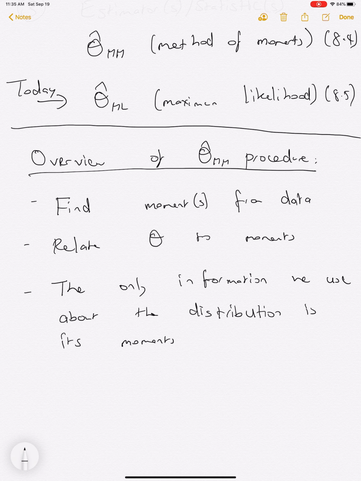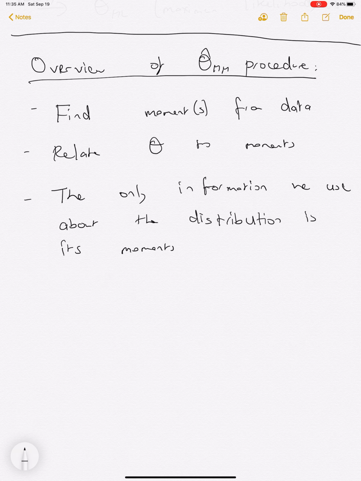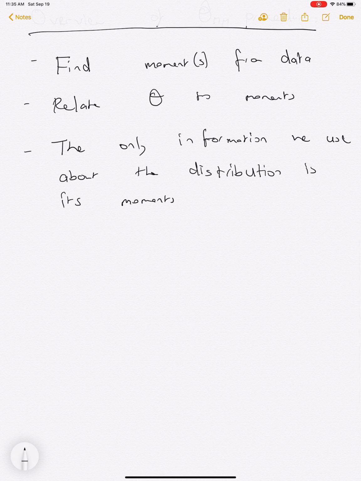One thing to note though about the method of moments procedure is that the only information you're using about the distribution is related to the moments. So you're using the mean, the variance, or any other moments that you might be capturing. But maybe there's more information about the distribution that you're not actually using. So the only information that we're using about the distribution is its moments.